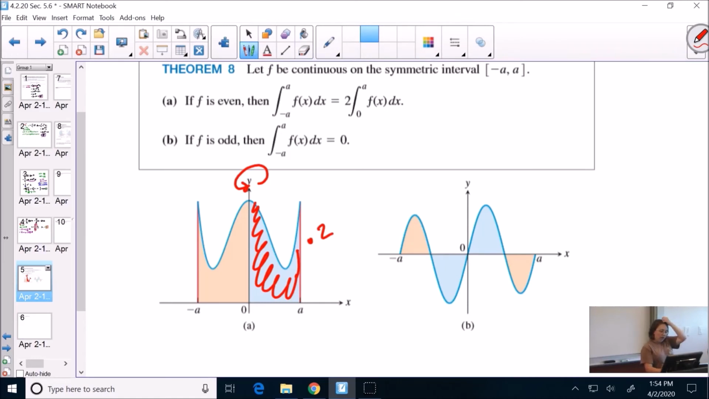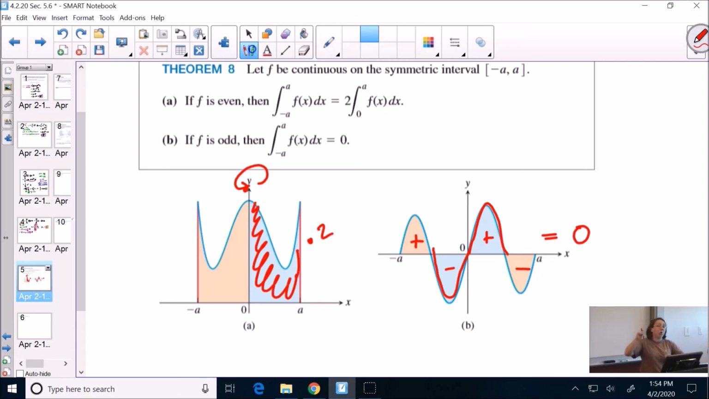Second picture here, f is odd. Then when you integrate, you're going to end up with the symmetric areas having opposite signs, canceling each other out. So this is a positive area, this is the equivalent negative. This is a positive area, this is the equivalent negative area. All of those cancel out, causing you to have a total of 0 in your integral.